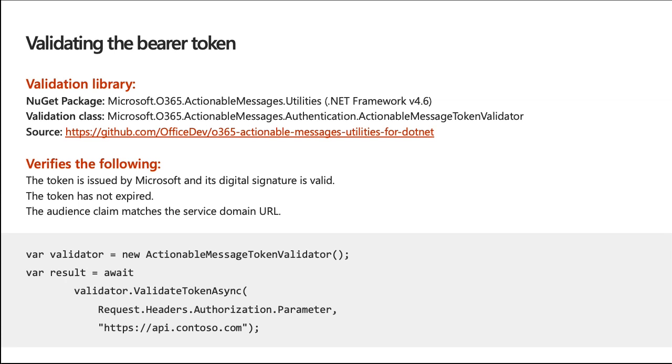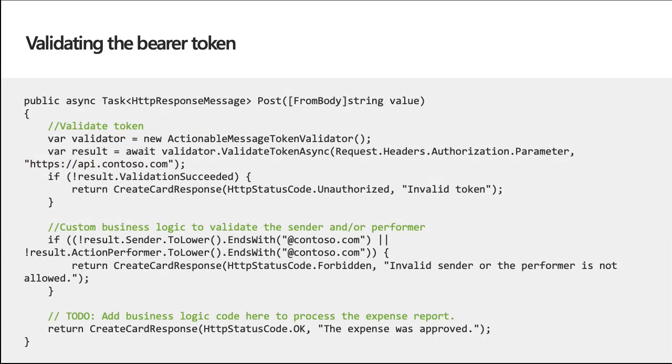This package contains a class, the ActionableMessageTokenValidator, that contains the method ValidateTokenAsync that can be used to validate the token. This method will verify that the token is issued by Microsoft and its digital signature is valid, the token is not expired, and that the audience claim matches the service domain. The bearer token also contains additional properties your API could and should use to perform additional verification checks.